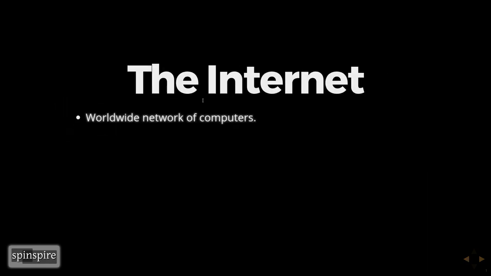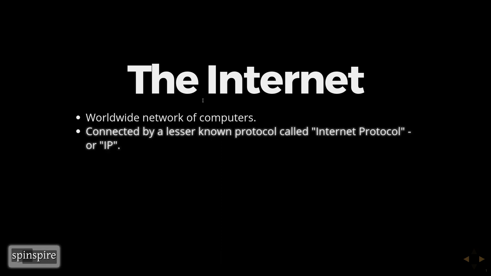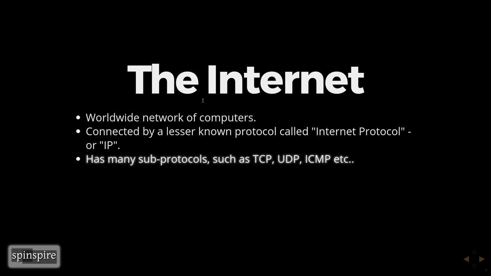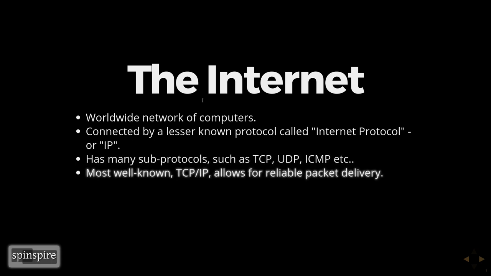The Internet. It's a worldwide network of computers. It's connected by a lesser known protocol known as the Internet Protocol, or IP for short. It has many sub-protocols such as TCP, UDP, ICMP. And of these protocols, TCP/IP is probably the most common one. It allows for reliable packet delivery, which means that packets are guaranteed to reach from the source to the destination. And if they don't reach, it is considered a major error.